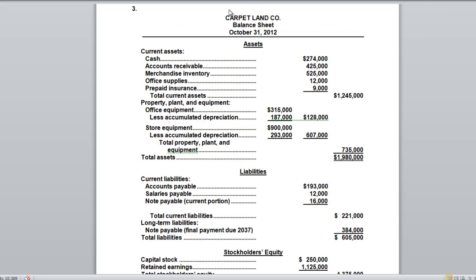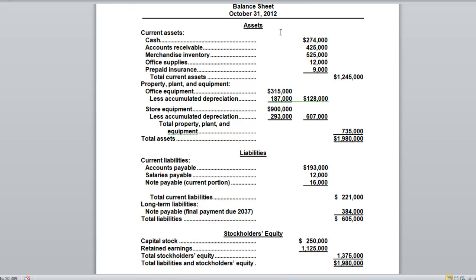Okay, so here we are. We have Carpet Land's balance sheet as of October 31st, 2012, as of that specific date. Let's take a look here. Remember from the previous chapter, we have our classified balance sheet. We start with our current assets: cash, accounts receivable, merchandise inventory, office supplies, prepaid insurance. These are our total current assets, okay?